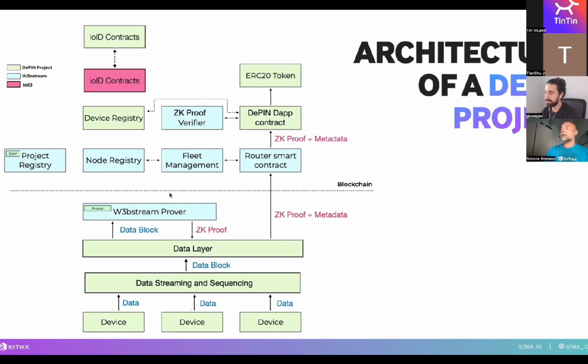And this purple-pink color represents IOID, which is another infrastructure that we provide. And I'm assuming that the blockchain is, of course, the IoTeX blockchain. So let's go through this architecture, simulating how it would work.